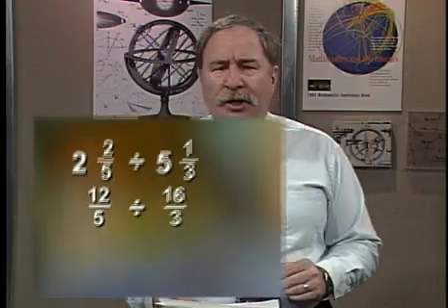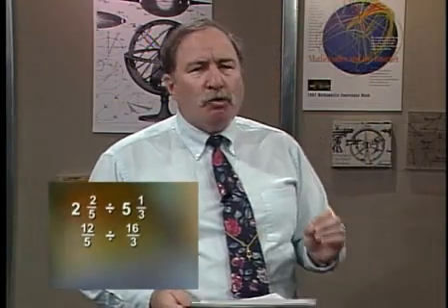Okay, let's take a look at one more type of problem. In this problem, you'll notice we're dividing a smaller number by a larger number. They're both mixed numbers, but the second number is the greater number. Okay, we have 2 and 2/5 divided by 5 and 1/3. Okay, first step, still the same. Change the numbers to fractions. 12/5 divided by 16/3.